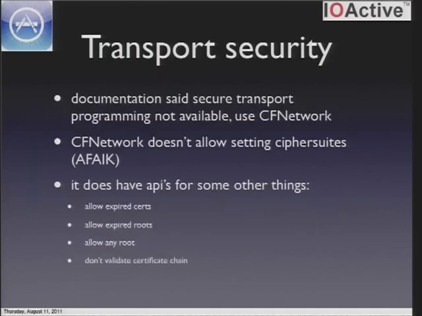But you know, it can get worse. The documentation I quoted earlier mentioned CFNetwork, and CFNetwork, as far as I understand, doesn't allow setting cipher suites, but it allows you to set a few other things. It allows you to say we use expired certs. It allows any root. It allows not validating the certificate chain. So you can do all these things.